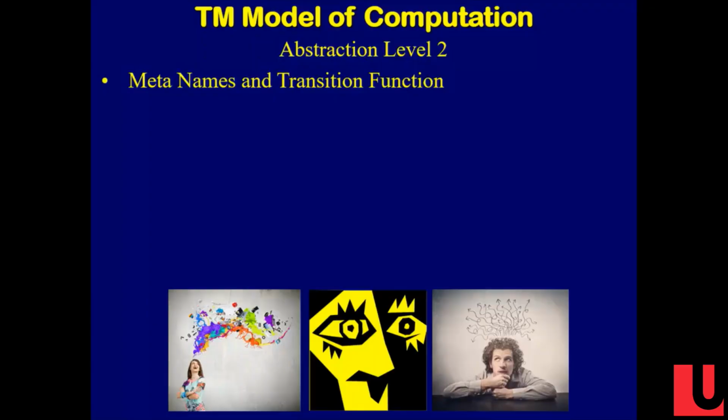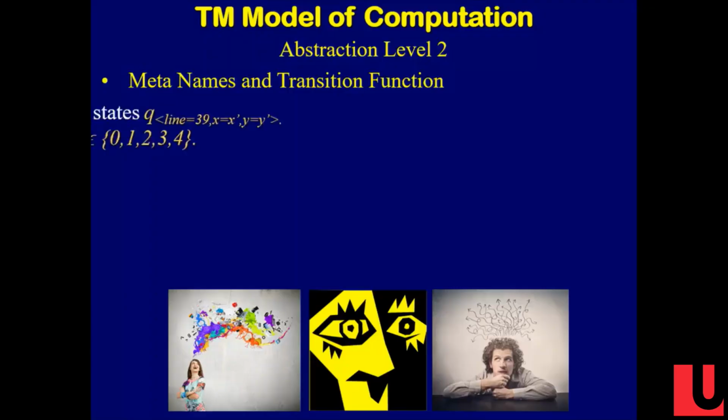All right, so now we're going to have meta names and meta transition function, right? Before we had each state was given a name, right? Now we're going to have meta names. We're going to have a pattern of naming, and before we had entries of our delta function, now we're going to talk about whole blocks of the transition function, right?